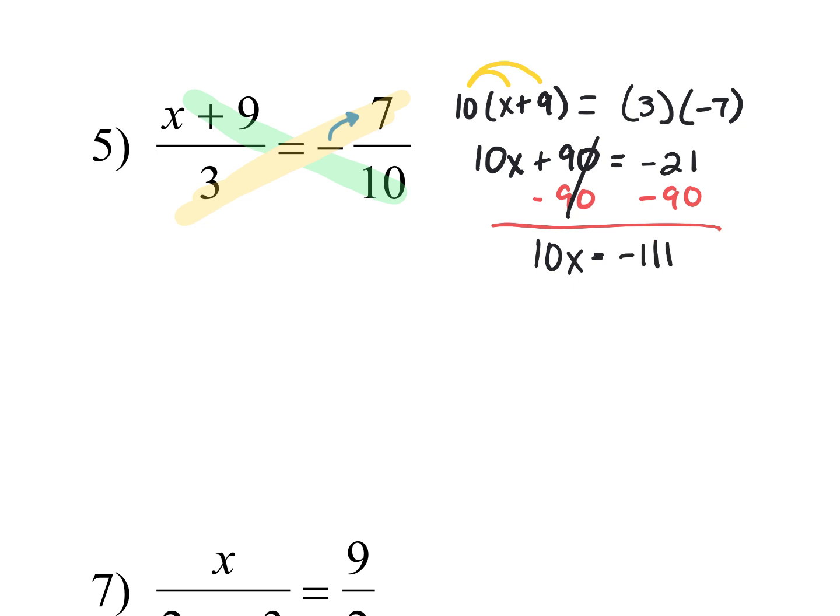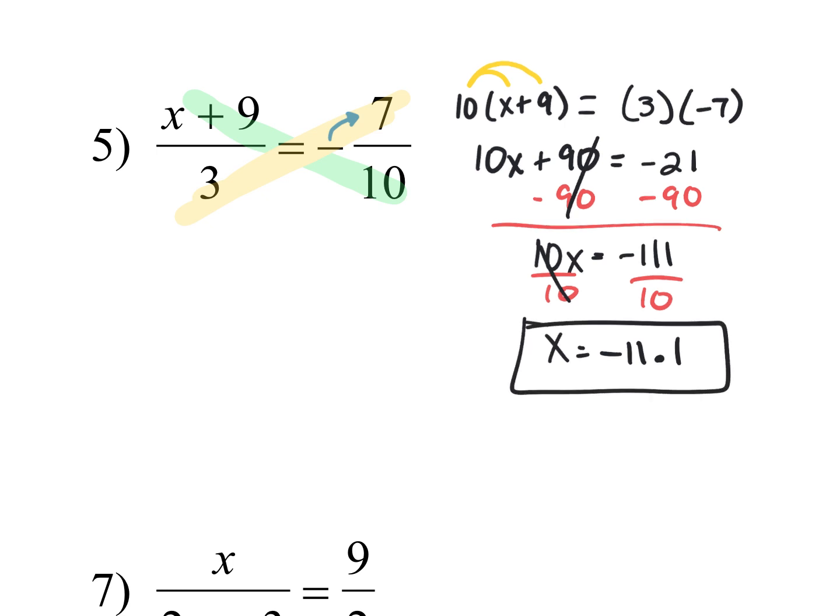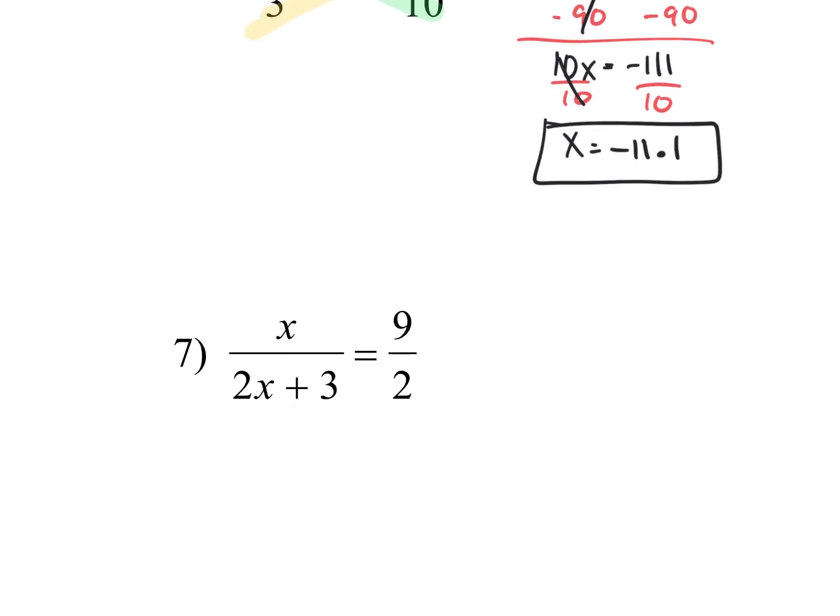Is that right? That is right. So then, to get x by itself, you have to divide both sides by 10. And if you take negative 111 divided by 10, guess what you get? Negative 11.1. How do y'all feel? You okay with that?